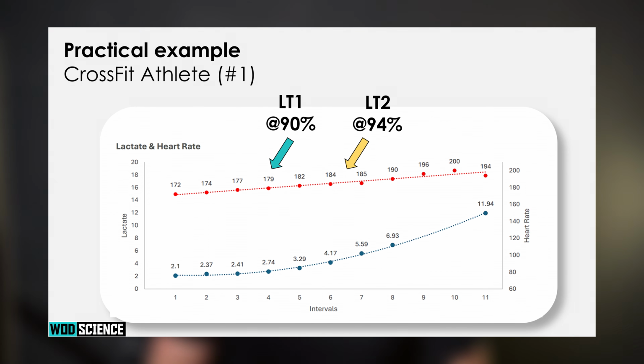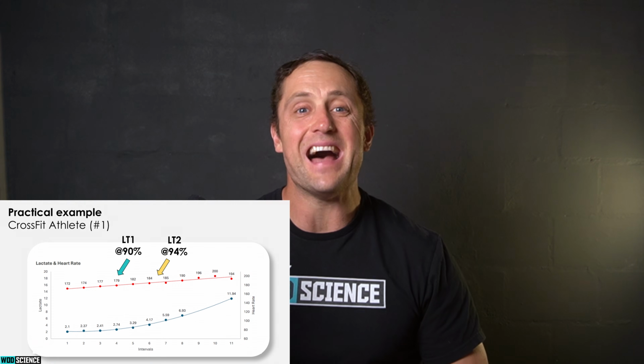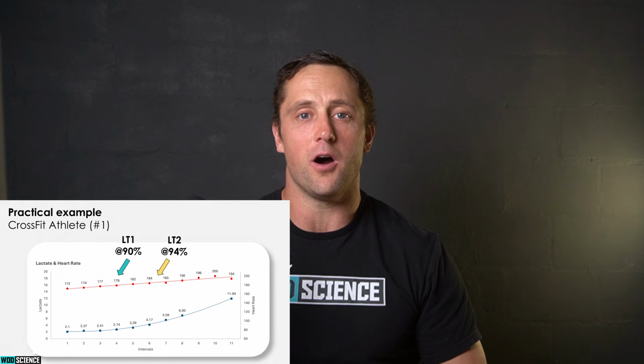But look at the percentages of maximal heart rate at the different, let's say, lactate thresholds, so at the different zones. And as I said, what we call zone 2, your aerobic zone, basically ends where the first noticeable increase in lactate happens compared to baseline. And for this athlete, it was at 90% of his maximal heart rate.